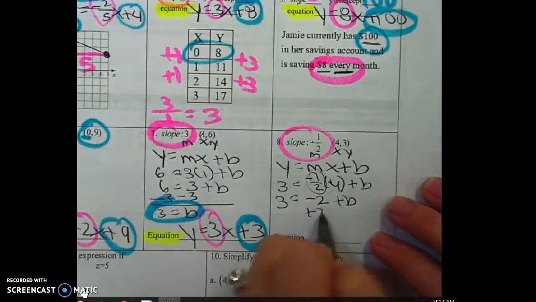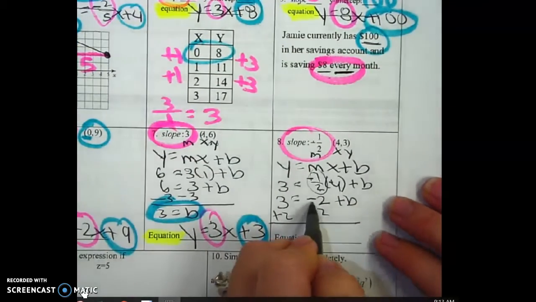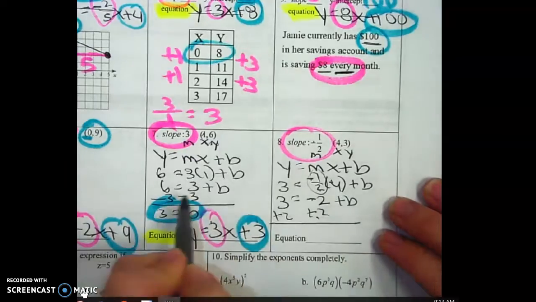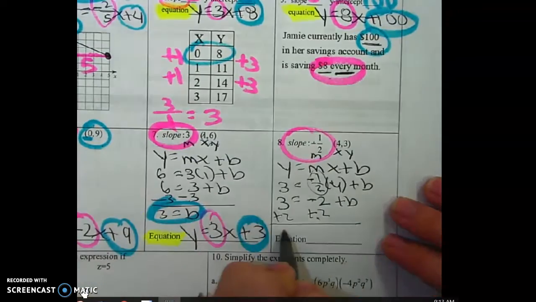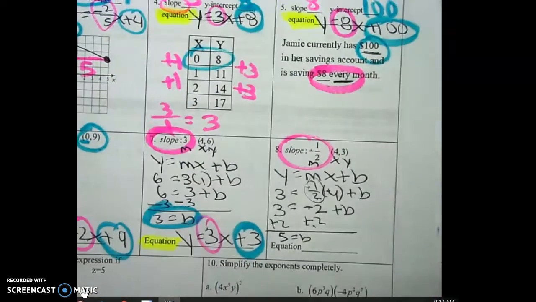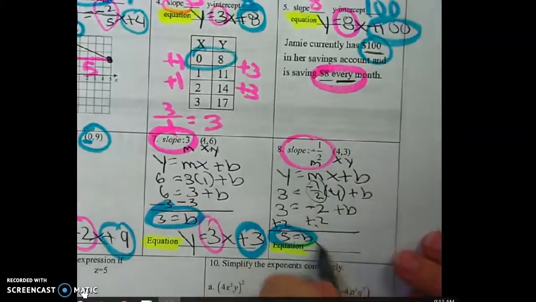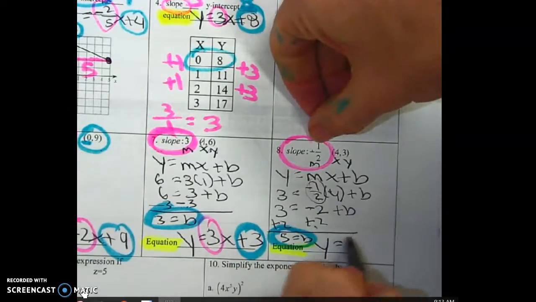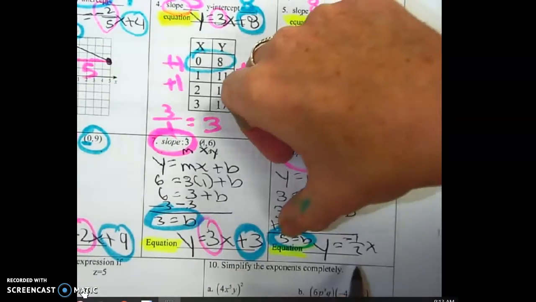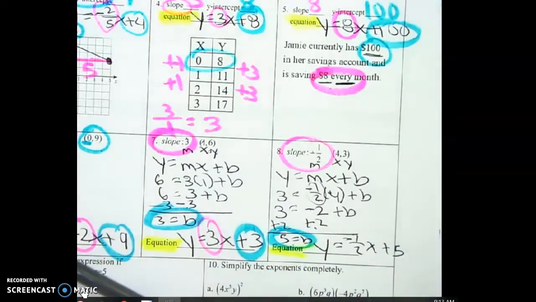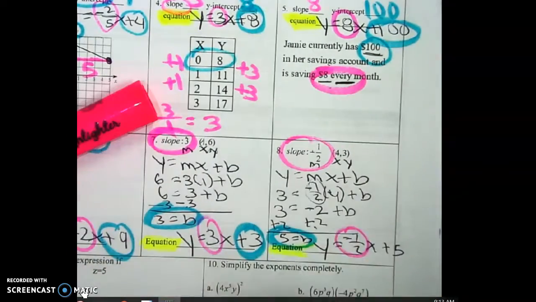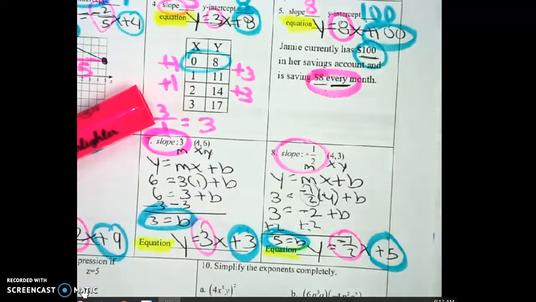Now I add 2, because the opposite of minus is plus. The opposite of plus is minus. So 5 equals b. Boom, I got my blue. Now I can get my equation. Y equals negative 1/2 x plus 5. Well, there's my pink, and there's my blue. Okay.